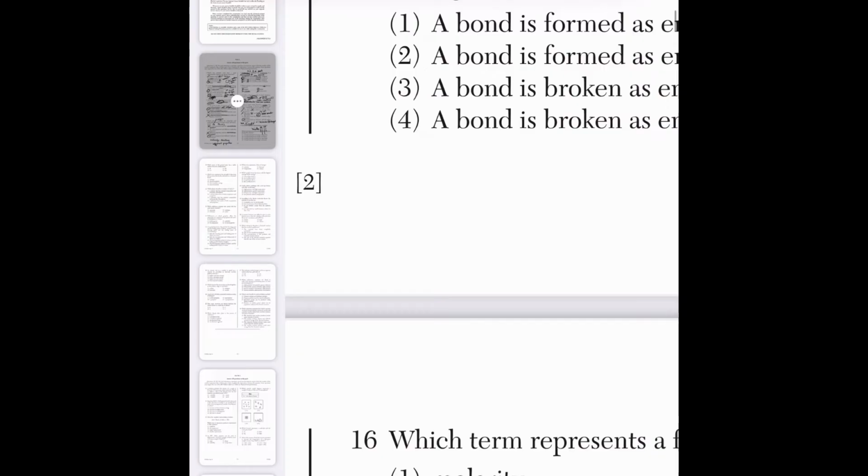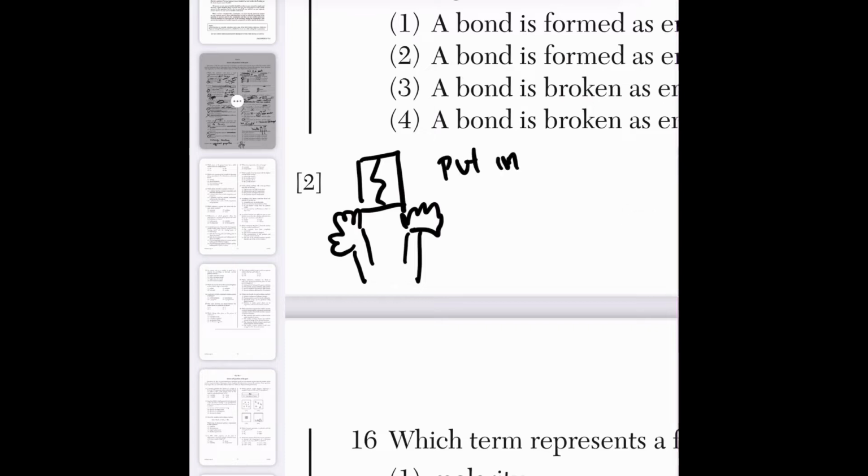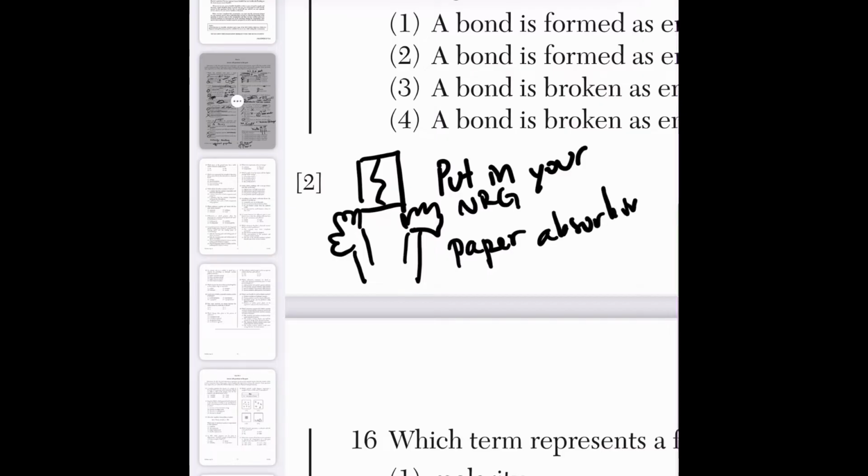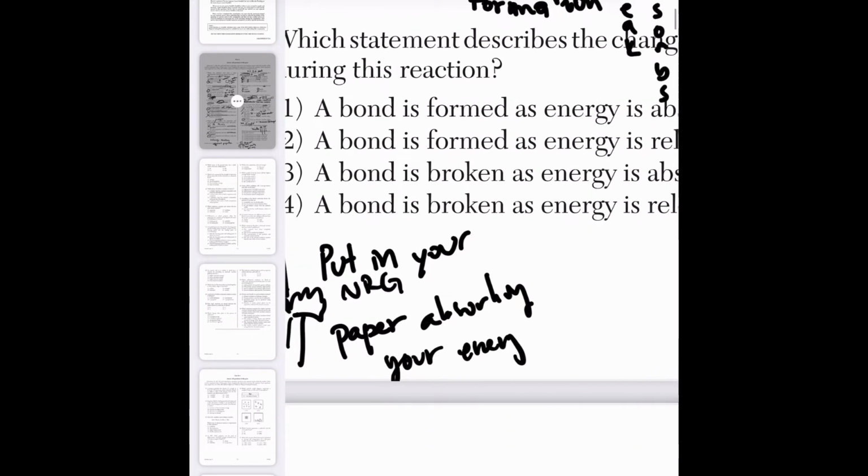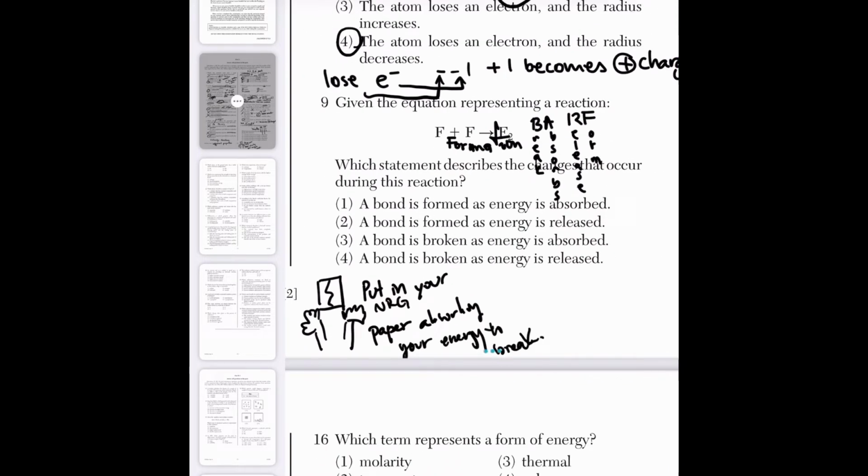That makes sense because think when you have to break a piece of paper and you rip it, you have to use your hand. You have to put in your energy to break that piece of paper. So the paper is absorbing your energy to break. So yeah, BARF: break, absorb. Breaking bonds absorbs energy, and forming bonds releases energy. So here it would be a bond is formed as energy is released.